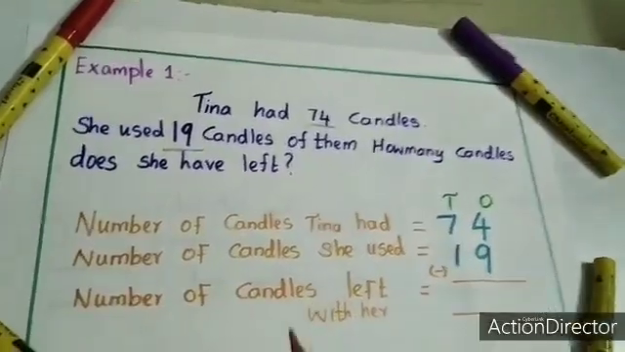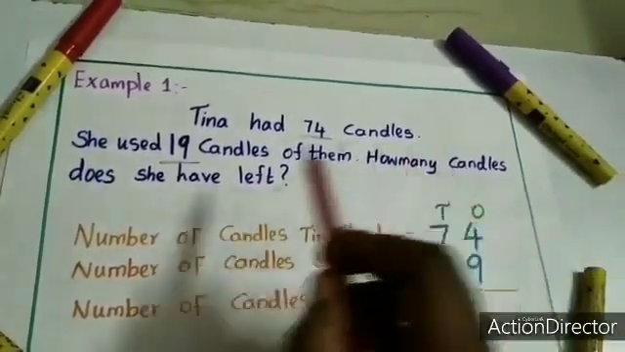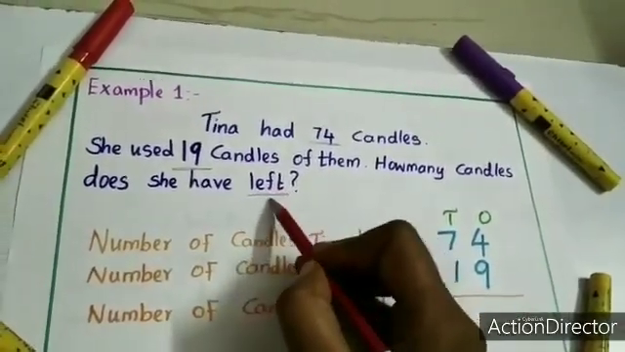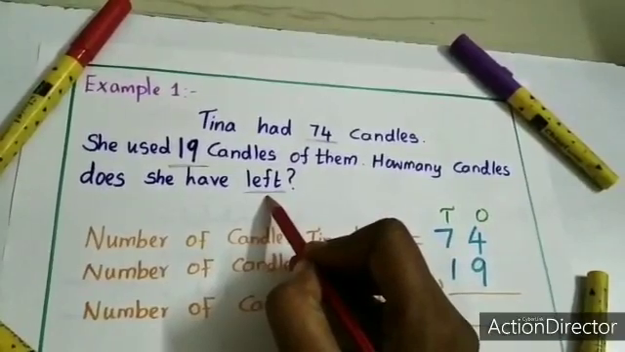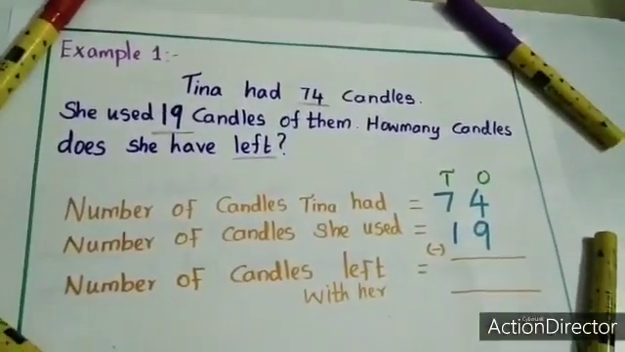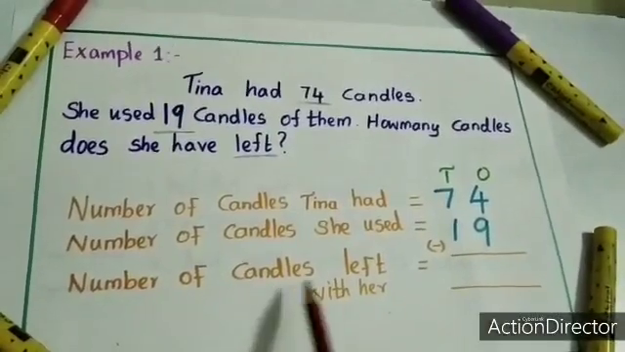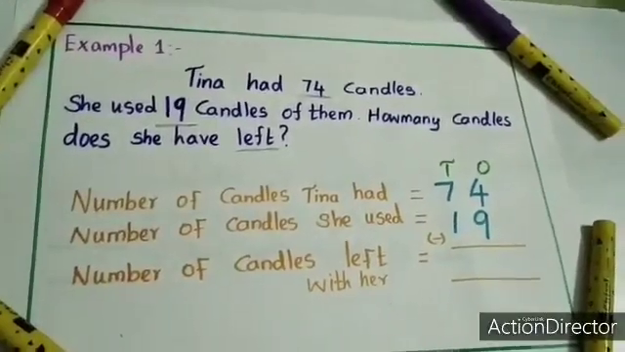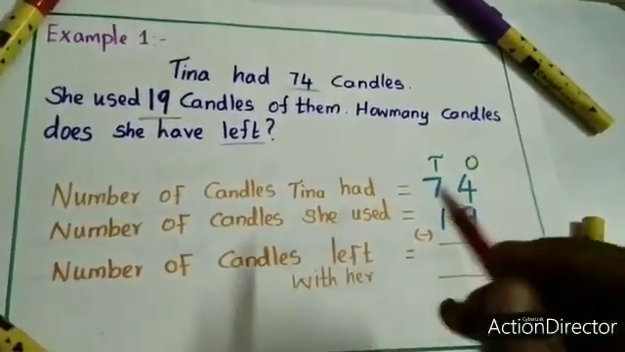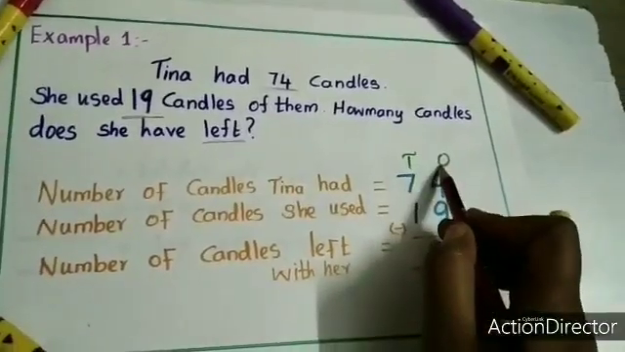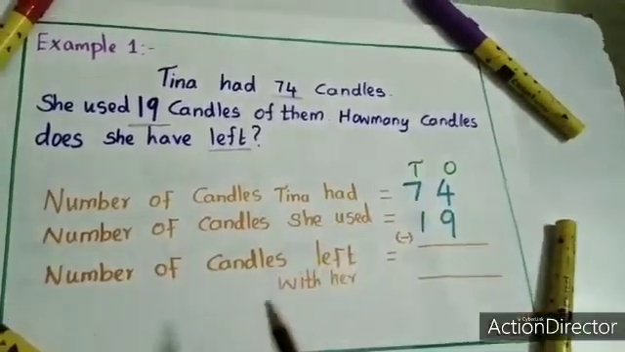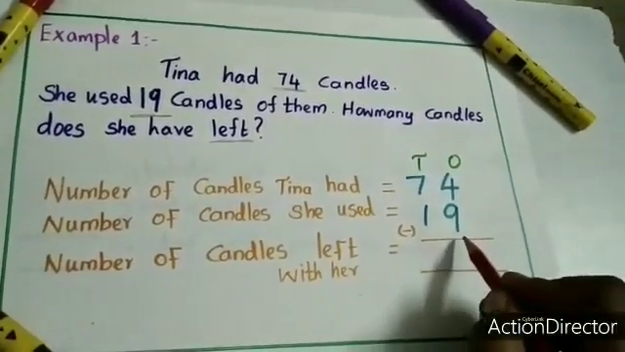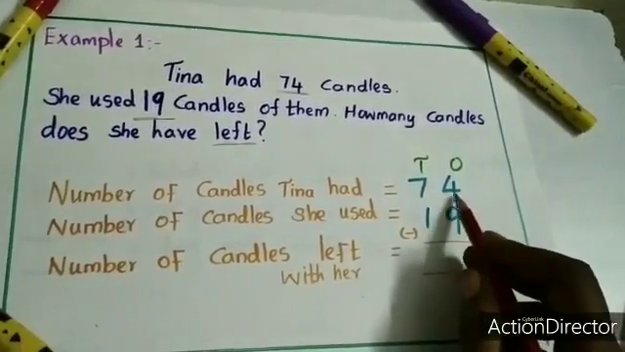First, how many candles does she have left? Left is the subtraction keyword. So, this sum is subtraction. So, what do we find out? The number of candles left with her. Let us do it. First, we subtract the ones column and then subtract the tens column. Now, we subtract 9 from 4. But we cannot subtract 9 from 4.